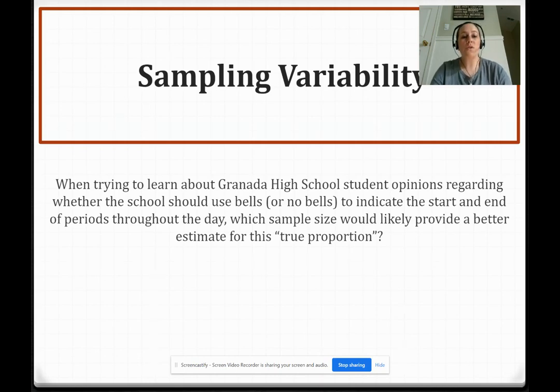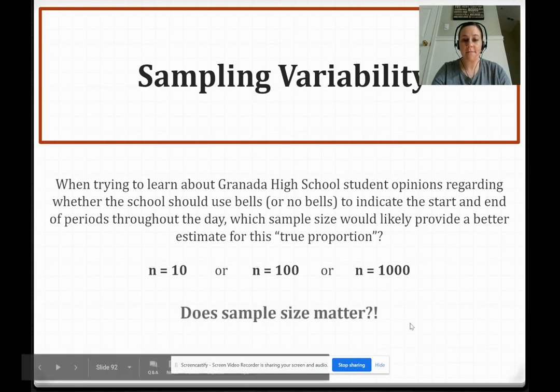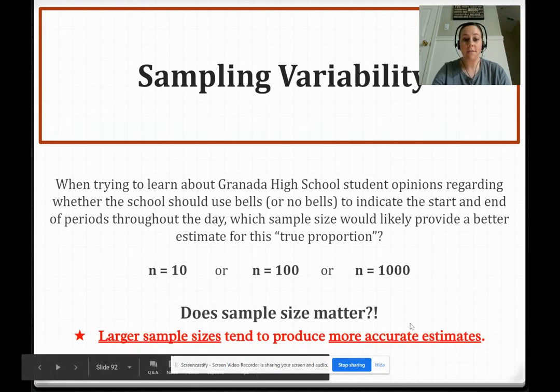Okay, so when trying to learn about Granada High School student opinions regarding whether the school should use bells or no bells to indicate the start and end of periods throughout the day, which sample size would likely provide a better estimate for the true proportion? Sample size of 10, 100, or 1,000? What do you think? Does the sample size really matter?